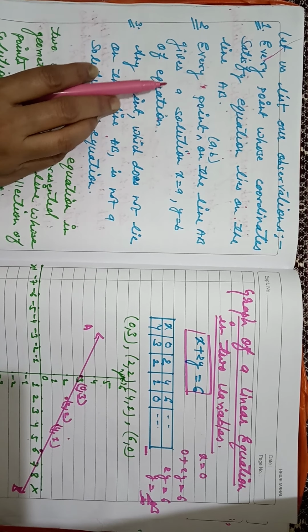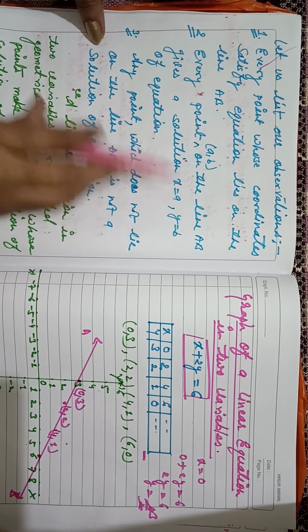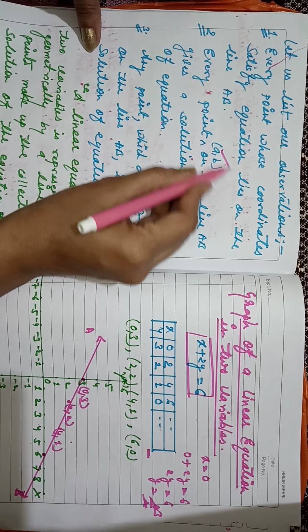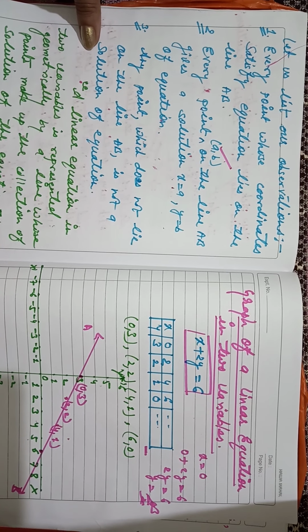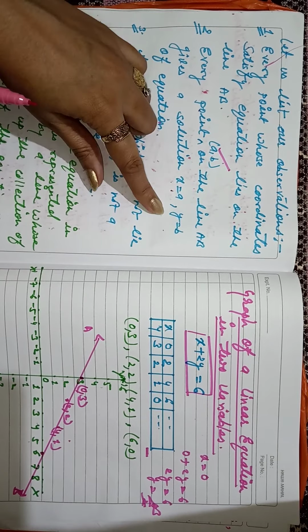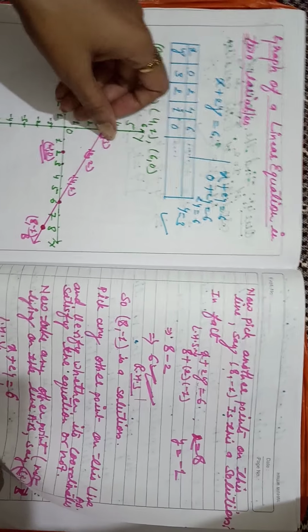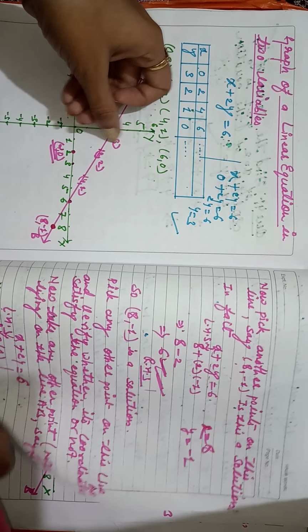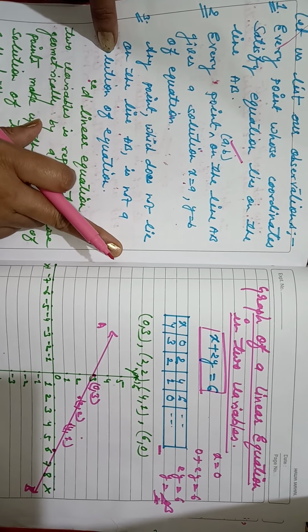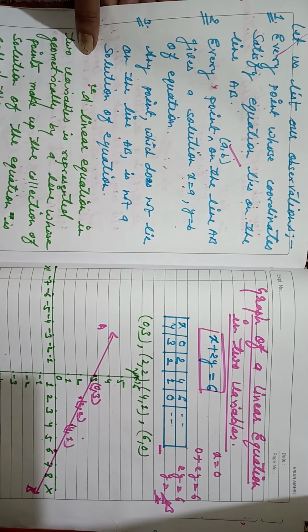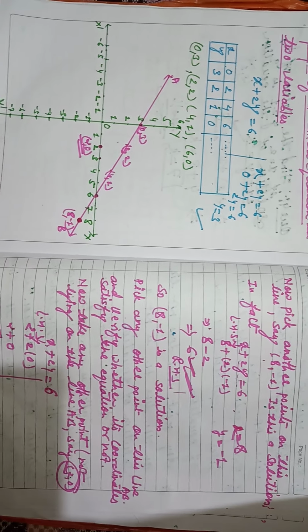The second observation is that every point on the line AB, suppose I am taking any other point on the line AB, gives a solution. Always the first value represents x and the other is y. Okay, understood? So x is equal to a and y is equal to b of the equation. Suppose I take (0, 3) as the solution, so x is equal to 0 and y is equal to 3. The third observation is that any point which does not lie on the line AB is not a solution of the equation. As we see, (2, 0) is not a solution of the given equation.